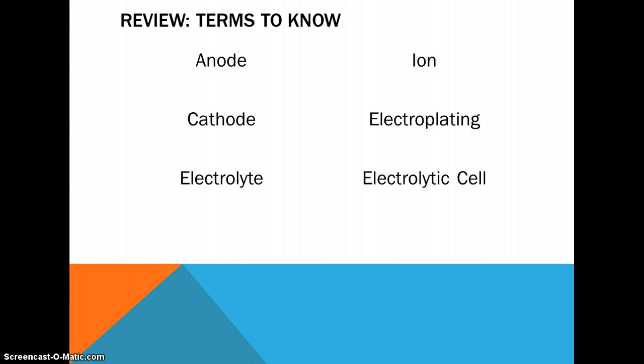The ion is any particle, such as an atom or a molecule, that carries an electric charge. Electroplating is a process that uses an electrolytic cell to deposit a thin layer of metal on some kind of surface. And lastly, as used in all of the definitions, the electrolytic cell, a system in which electrical energy is used to bring about chemical changes.